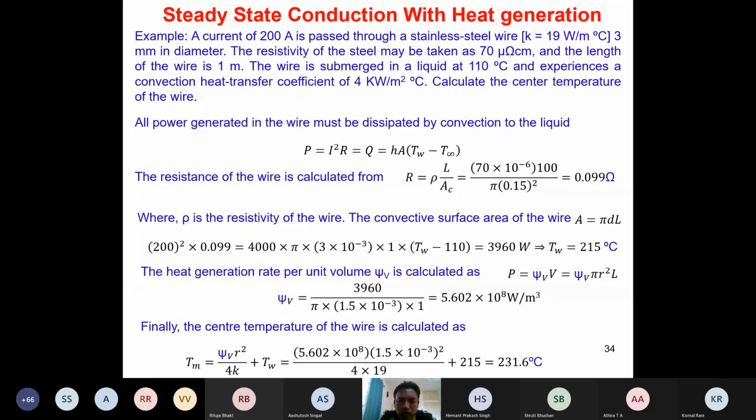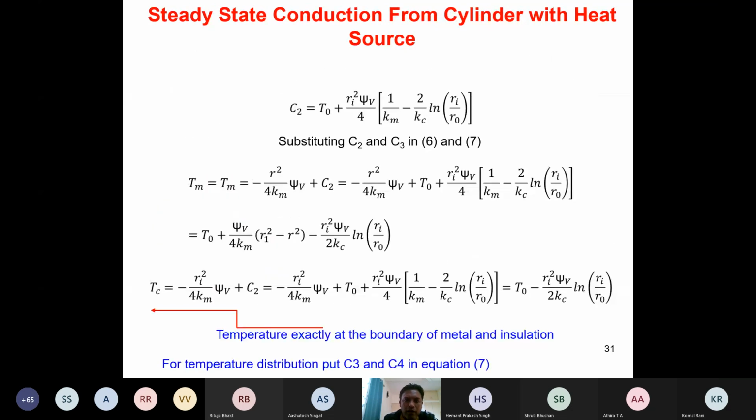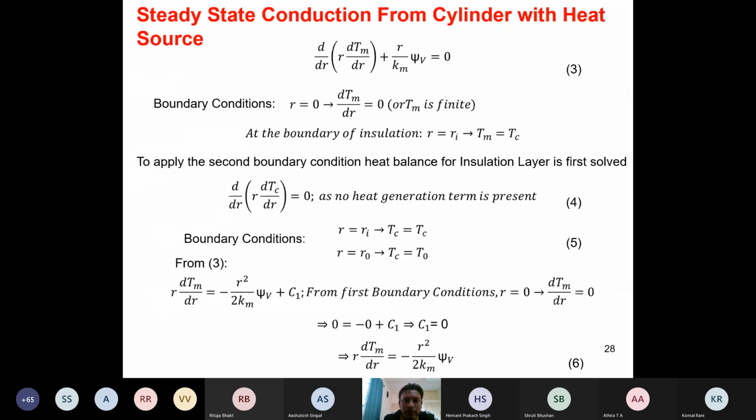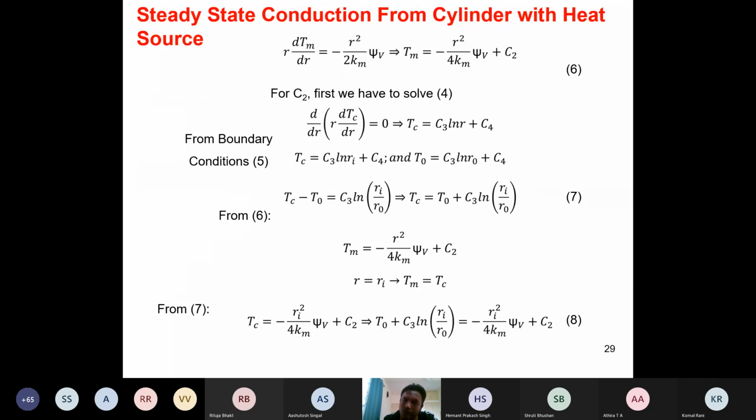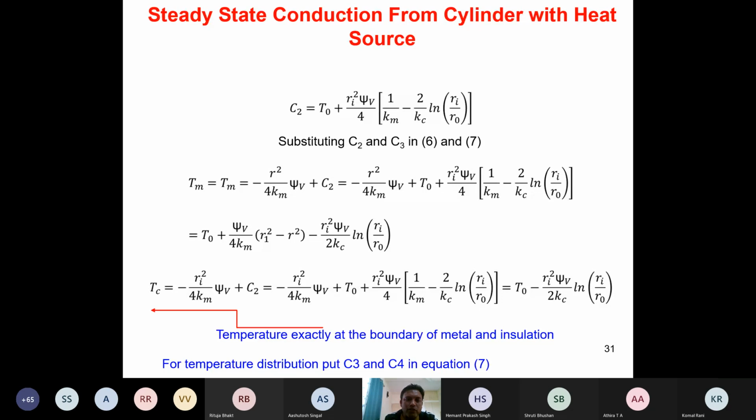Hello? Yes, sir. Sir, can we use the standard results directly which you have derived in class? Yes, you can use that also. Like substituting C2 directly in the final equation? This equation you are saying? Yes, sir, this one. Yes, this equation also you can use.